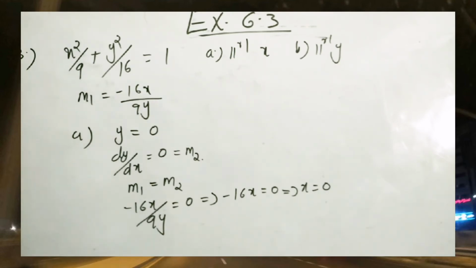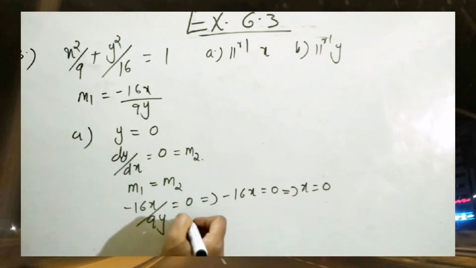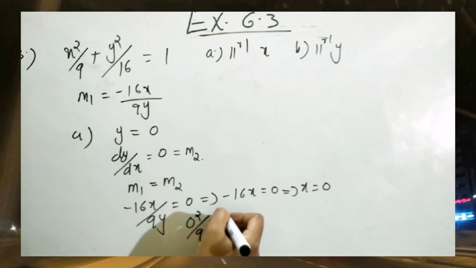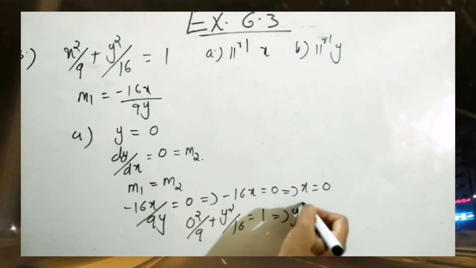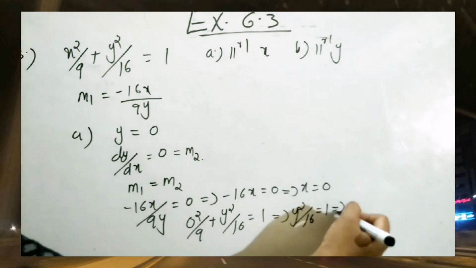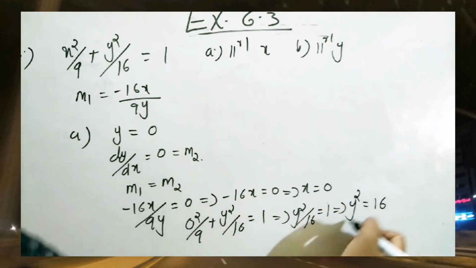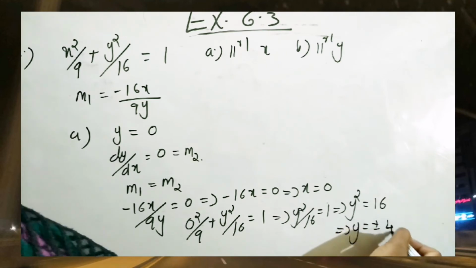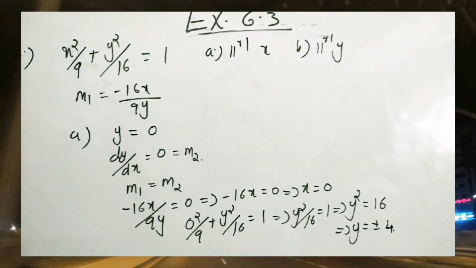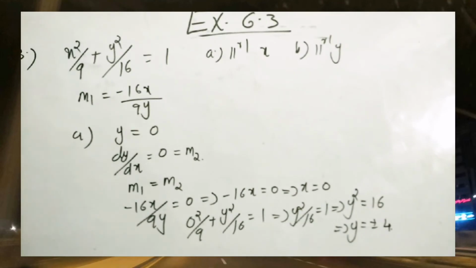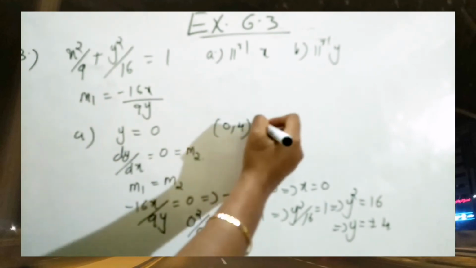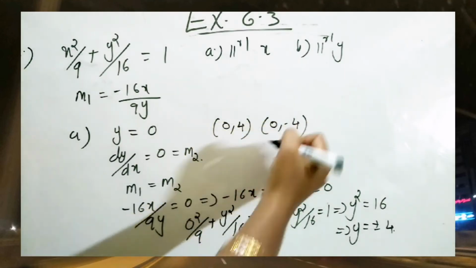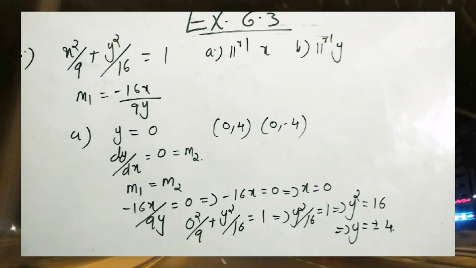Now corresponding to this x is equal to 0, we need to find out the value of y. So 0 square divided by 9 plus y square divided by 16 is equal to 1. This implies y square divided by 16 equal to 1, implies y square equal to 16, implies y is equal to plus or minus 4. So in the first case, the required points are ordered pair 0, 4 and ordered pair 0, minus 4.